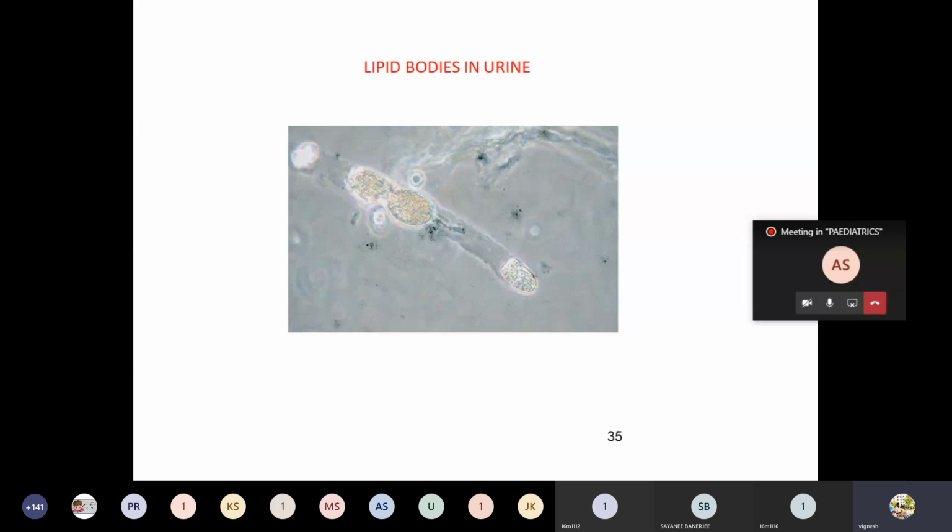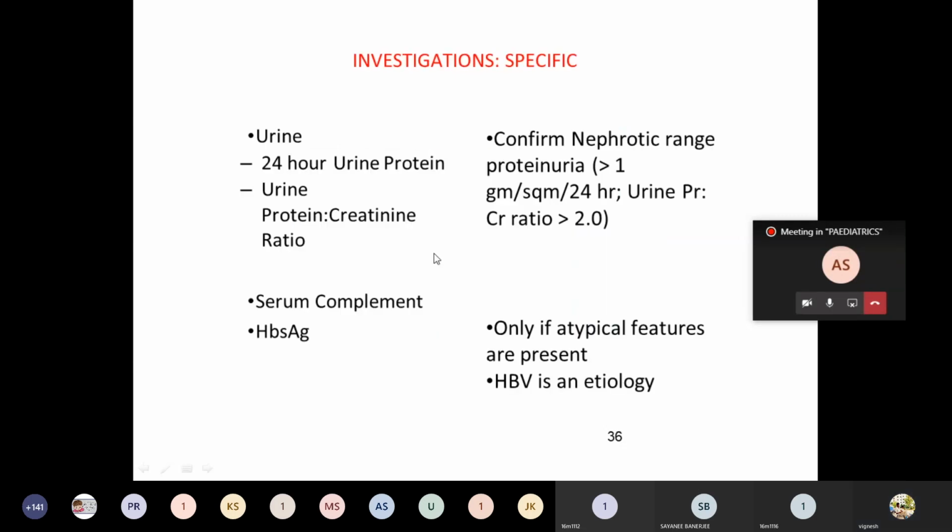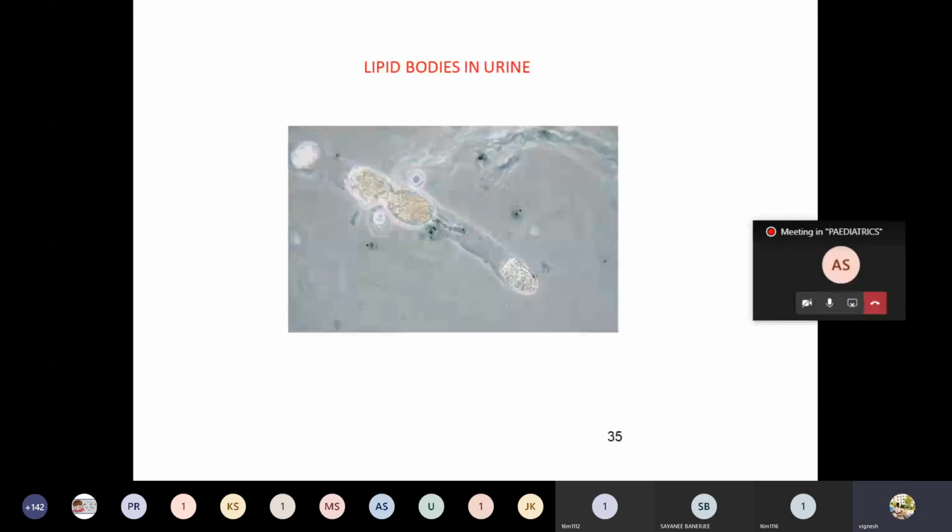So these are lipid bodies which are collected in the urine. We can see them under microscopy. And one more thing you will see, even microscopically, is the presence of Holland bodies.